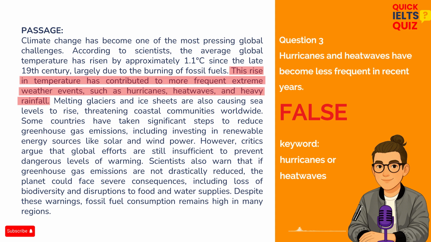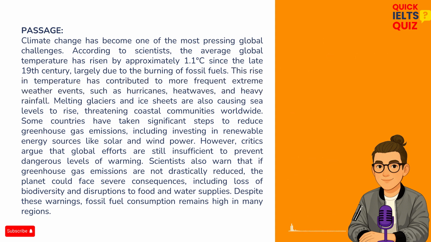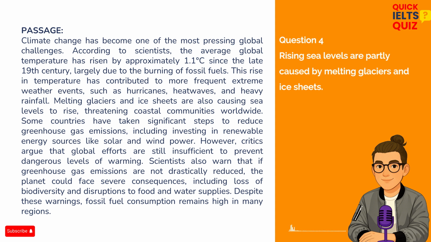Great, now let's check question 4. This one talks about sea levels and melting ice. See if you can spot the connection in the passage. Question 4. Rising sea levels are partly caused by melting glaciers and ice sheets. You have 5 seconds to think.